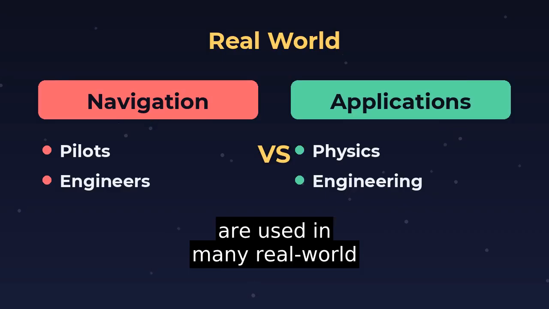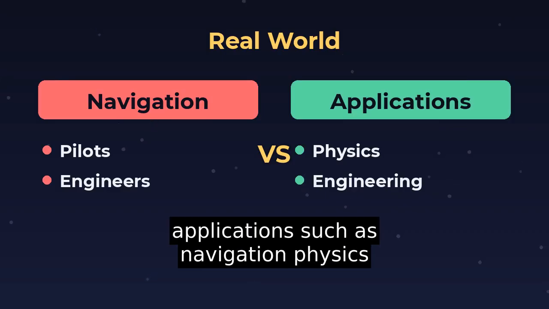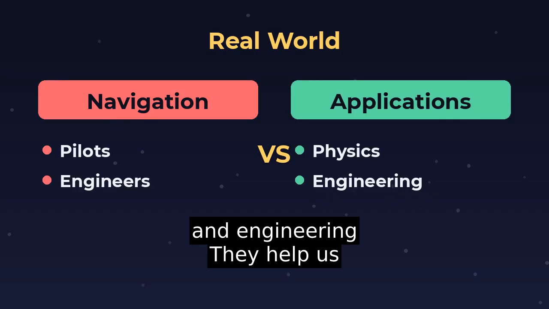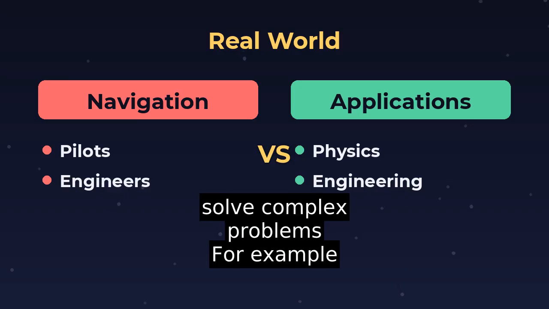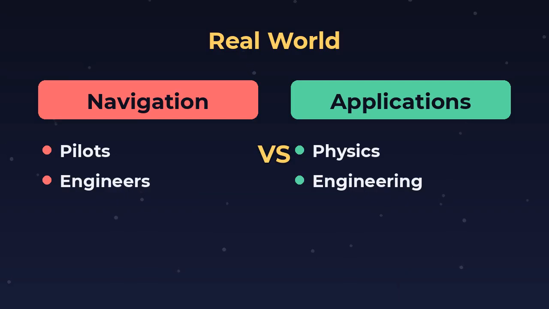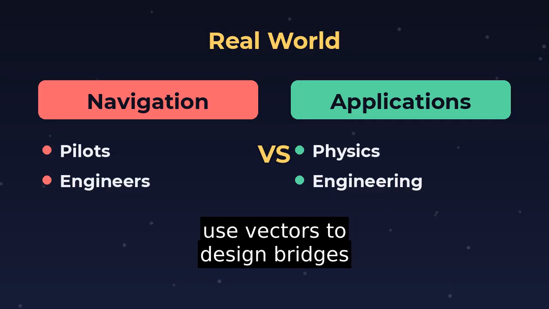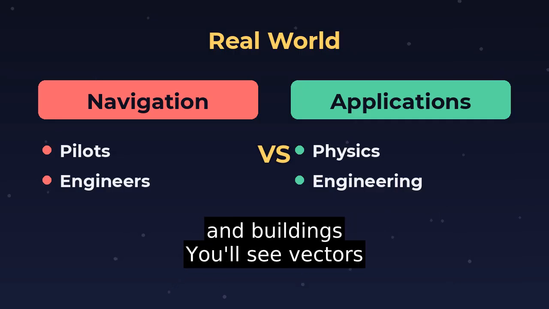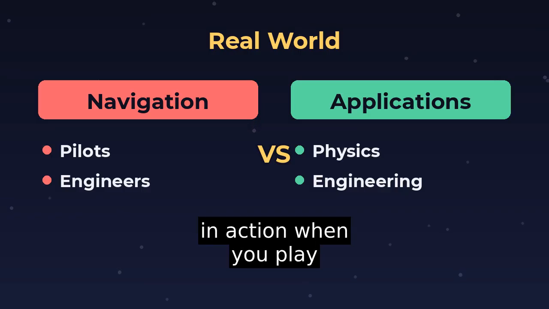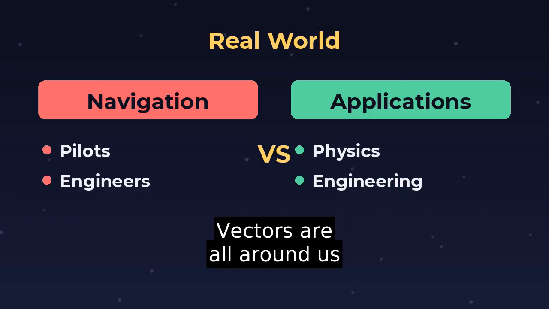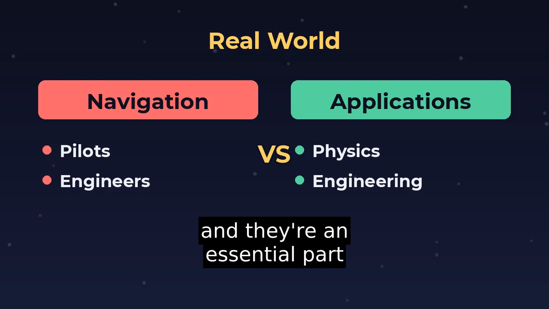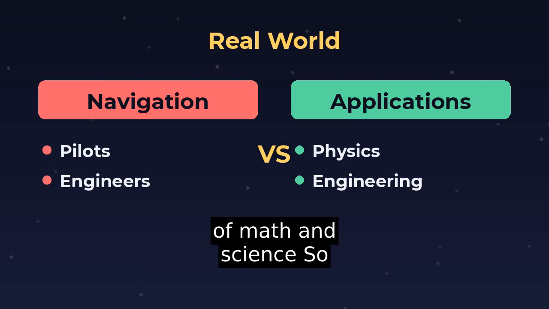Vectors are used in many real-world applications, such as navigation, physics, and engineering. They help us understand how forces interact with each other and how to solve complex problems. For example, pilots use vectors to navigate through the air, and engineers use vectors to design bridges and buildings. You'll see vectors in action when you play video games or watch animations. Vectors are all around us, and they're an essential part of math and science.